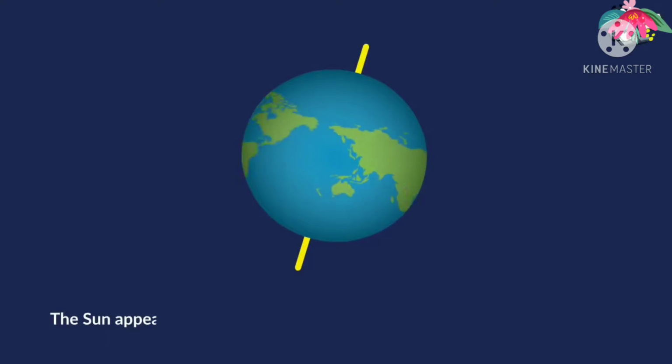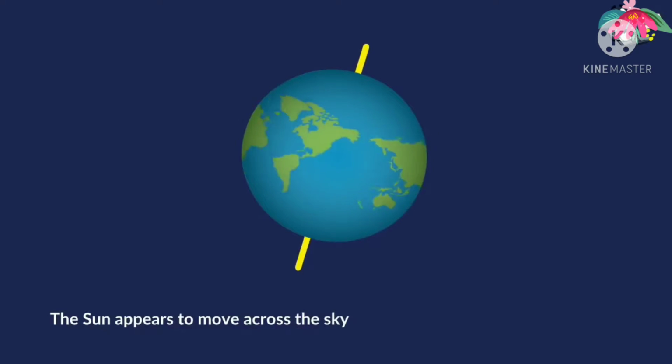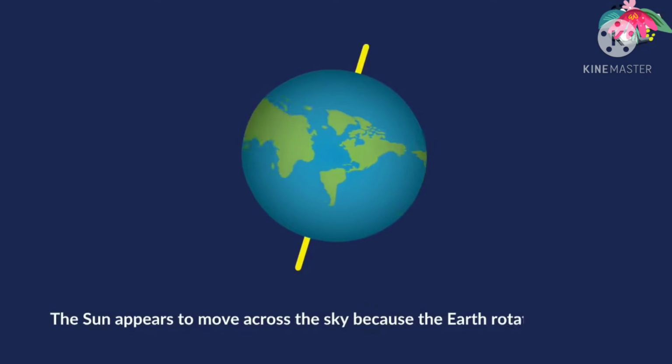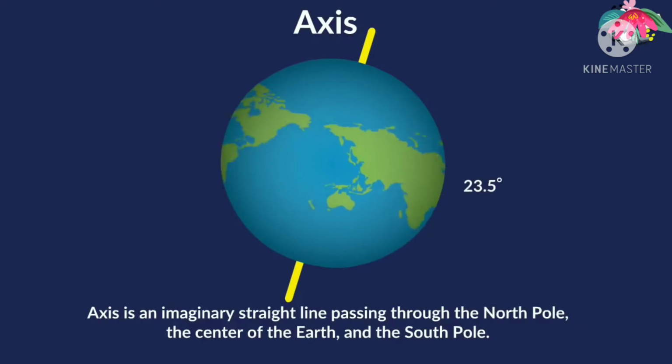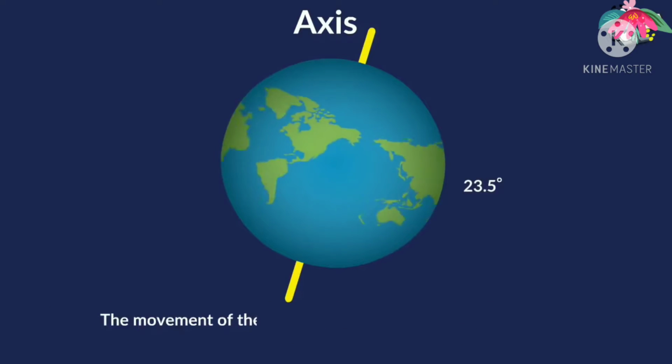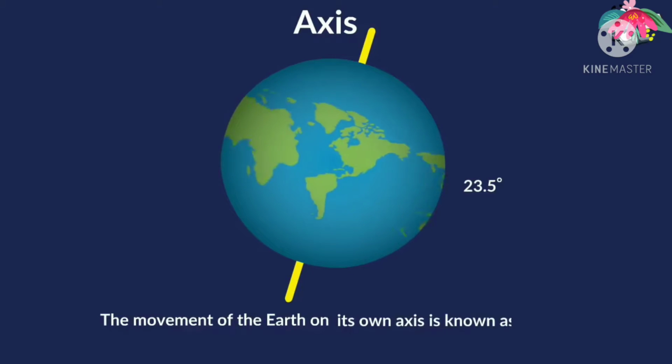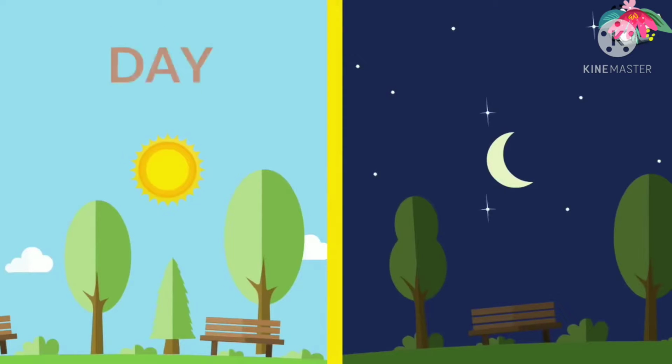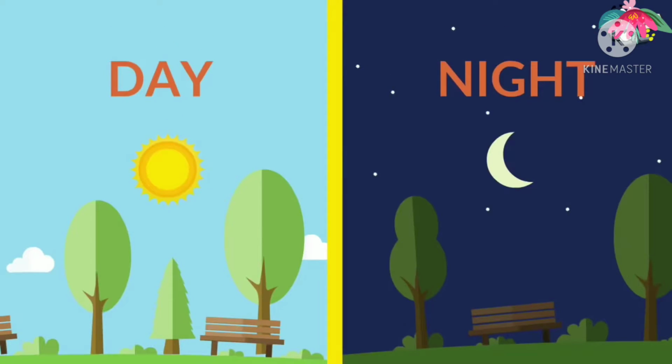Actually, the sun appears to move across the sky because the Earth rotates on its axis. The movement of the Earth on its own axis is known as rotation. Let's see why we have days and nights.